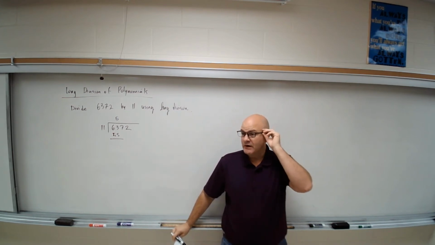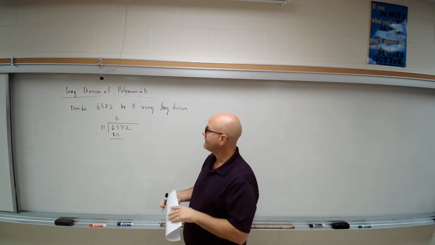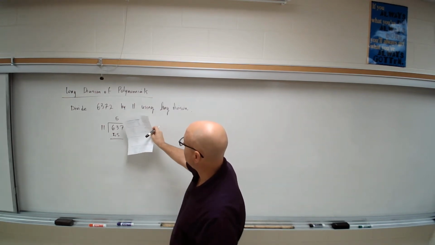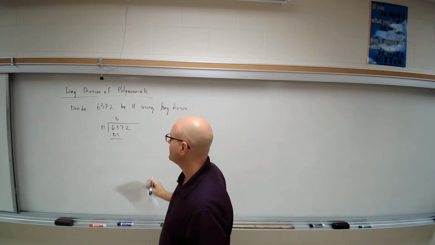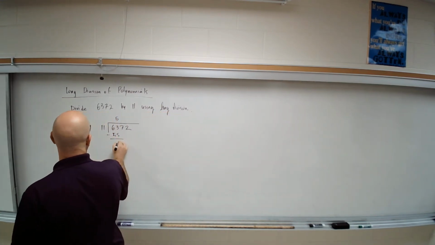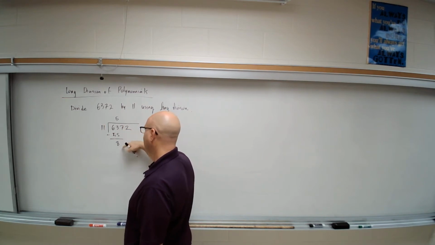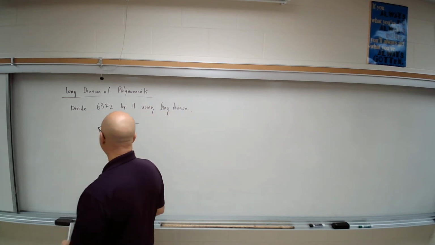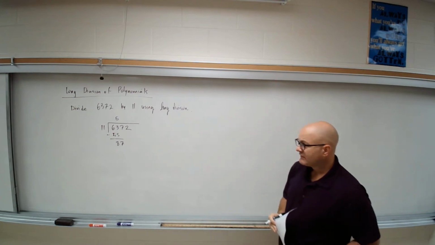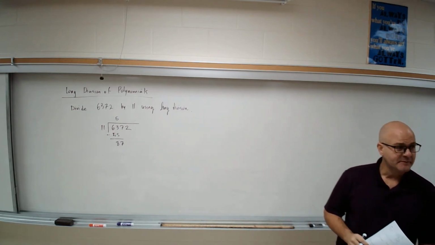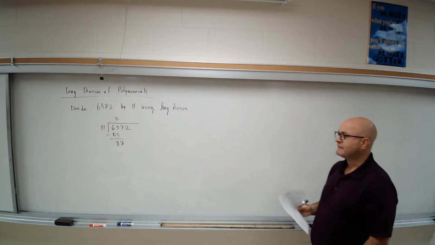And then we remember division is just repeated subtraction, correct? So we're going to take that 63 and subtract 55 from it. Upon doing that, we get 8, and then you bring down one more digit. So I'm going to bring down the 7. Hopefully that seems familiar, going back a few years.